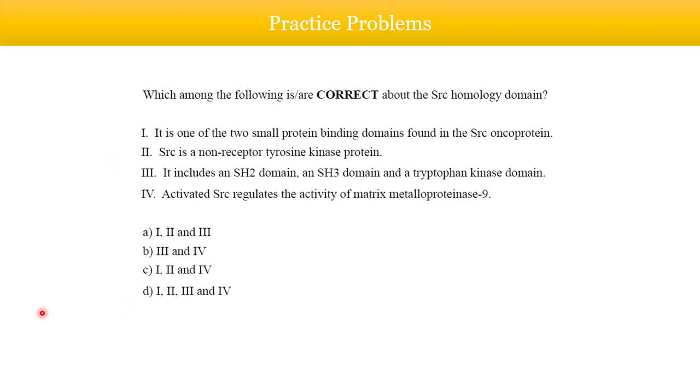Which among the following is or are correct about the SRC homology domain? It is one of the two small protein binding domains. It's a non-receptor tyrosine kinase domain. It includes an SH2 domain, SH3 domain, and a tryptophan kinase domain. And activated SRC regulates the activity of matrix metalloproteinase 9. So which of the following are correct?